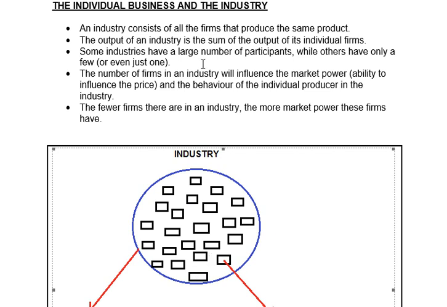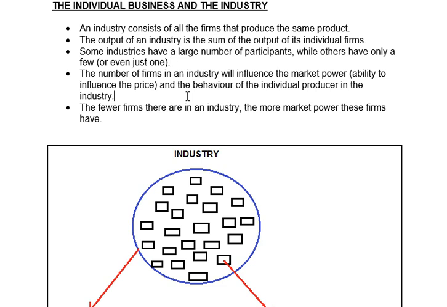Now, some industries have a large number of participants, while others have only a few, some even just one. If you think of the different market structures that you did in grade 11, the perfect market and monopolistic competition have a large number of participants. Others have only a few, that would refer to the oligopoly, and some will just have one producer that makes up the whole entire industry, that would be your monopoly.